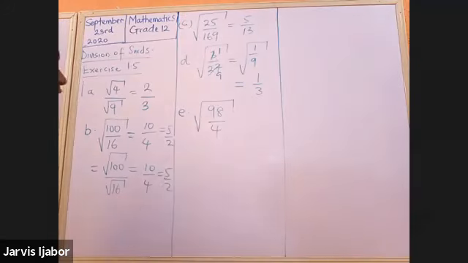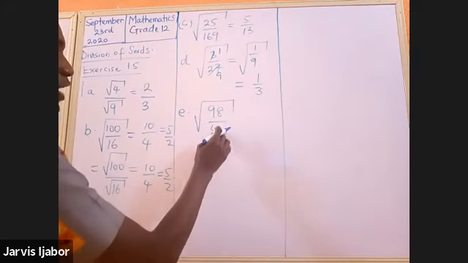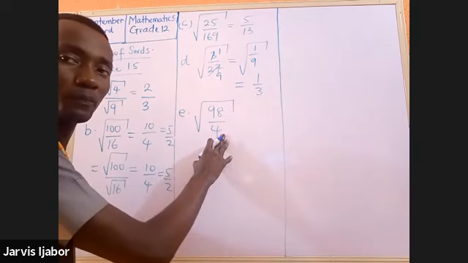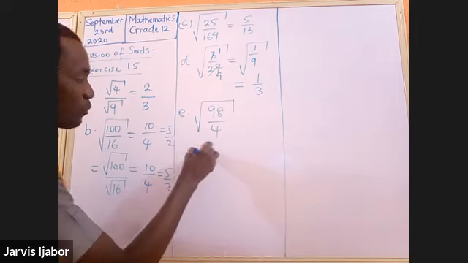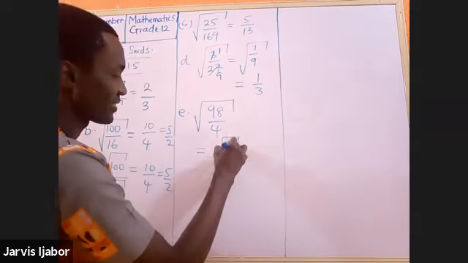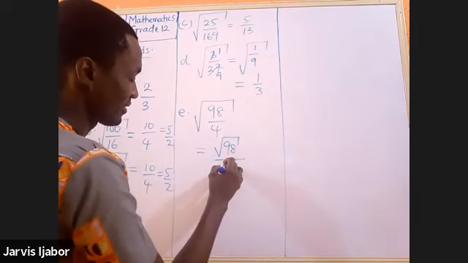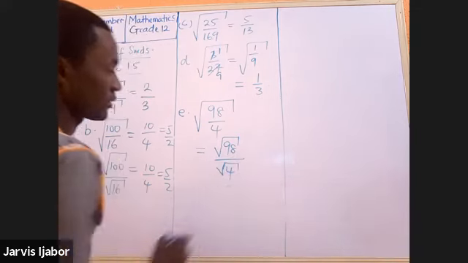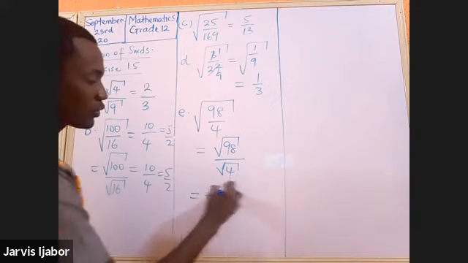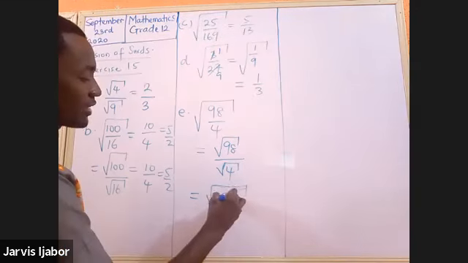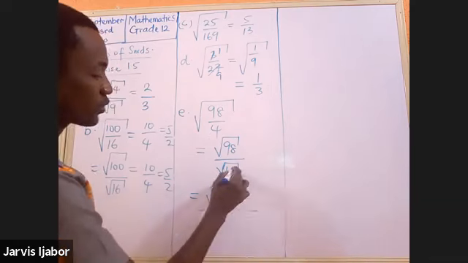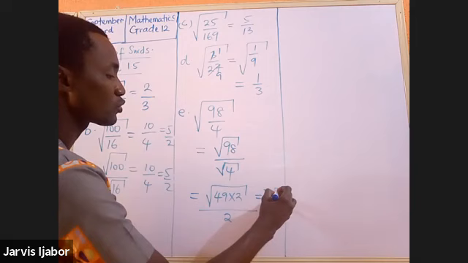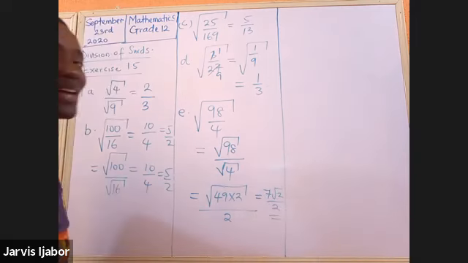So if you have something like this, and when you reduce to the lowest term, you're having 49 over 2, you cannot find the square root of 2. What you now do here is to break them. So this will now give you the square root of 49 times 2 over, what's the square root of 4? 2. What's the square root of 49? 7. That will be 7 root 2 over 2. This is what the answer will be.